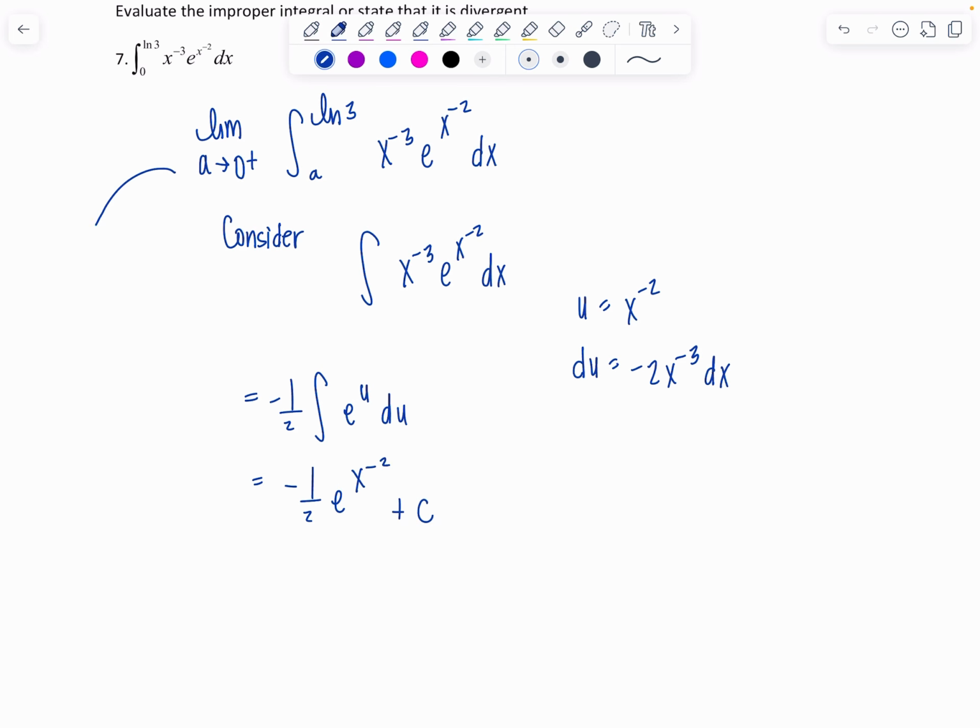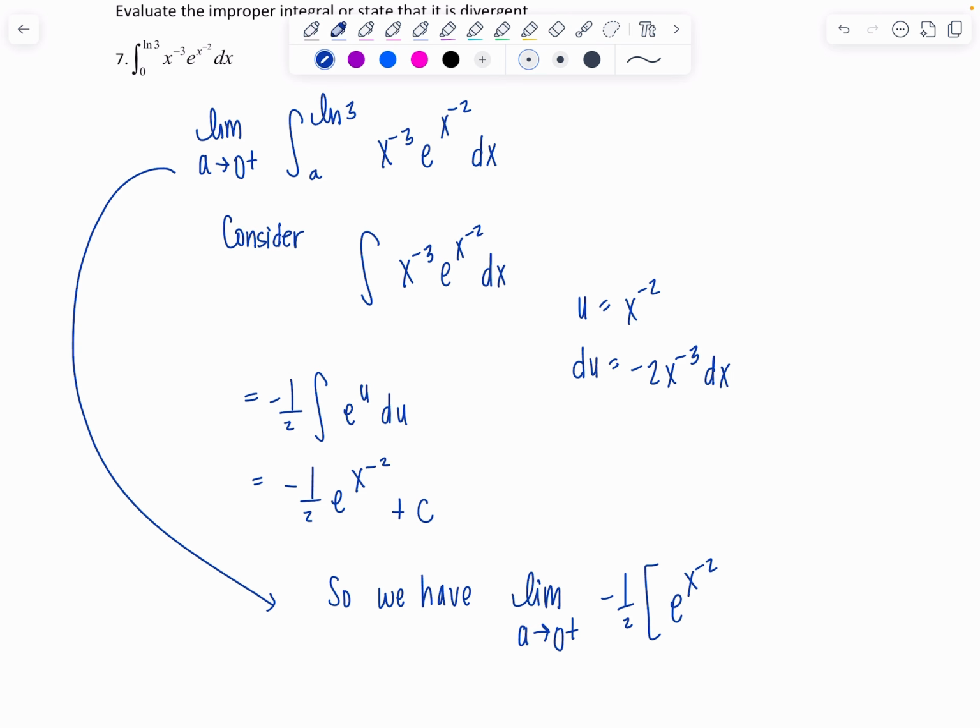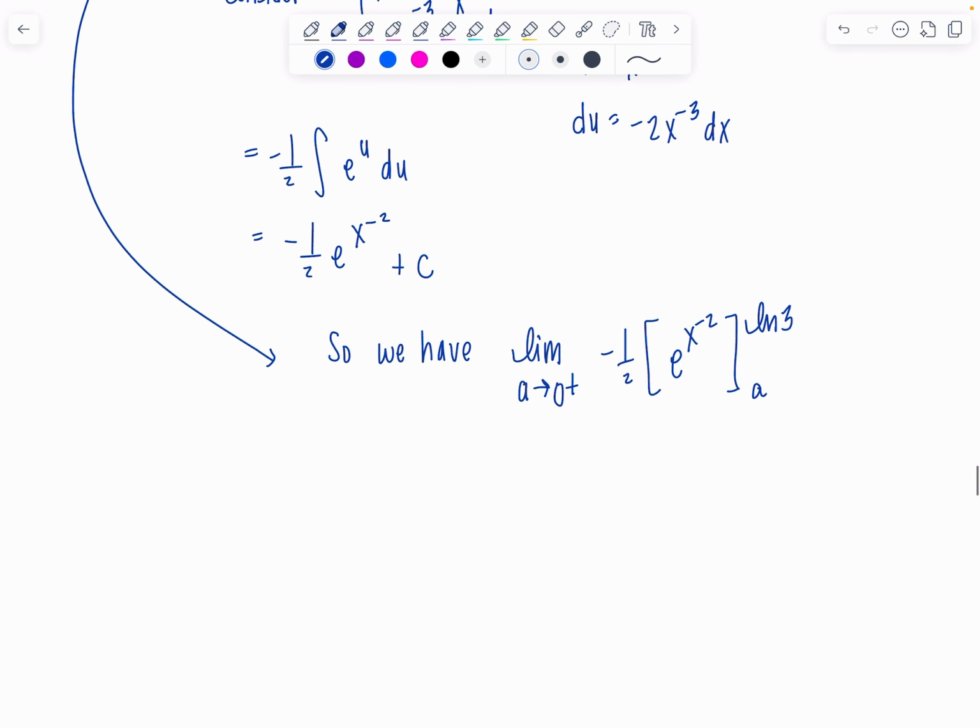And then you can kind of just put it all back together and say, so we have the limit as a goes to 0 from the right, negative 1 half, and then e to the x to the negative second evaluated from a to ln of 3. That just makes the process easier so you don't write lim and have to change the limit so much. Okay, so then you have the limit as a goes to 0 from the right. Keep this negative 1/2 out of the mix. So you have e to the ln of 3 to the negative second.